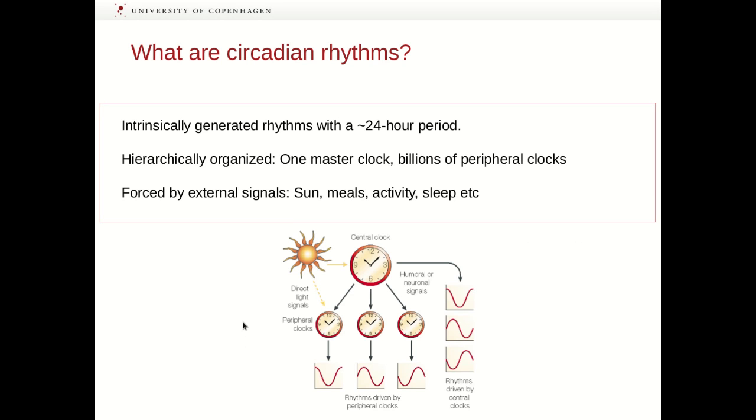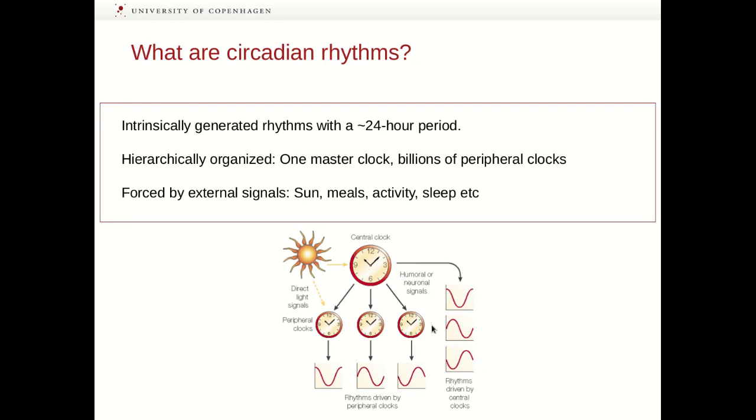So we can ask, what are circadian rhythms? Well, circadian rhythms are essentially physiological processes that show some kind of oscillation, and these oscillations need to be intrinsically generated, and they have to have a period of approximately 24 hours. In order for all of these processes to occur in a timely manner, they need to be synchronized, and the body resolves this synchronization problem by having a hierarchical organization. So we have a central clock or a master clock here that can entrain all the billions of peripheral clocks that in turn entrains the circadian rhythm that we are interested in.